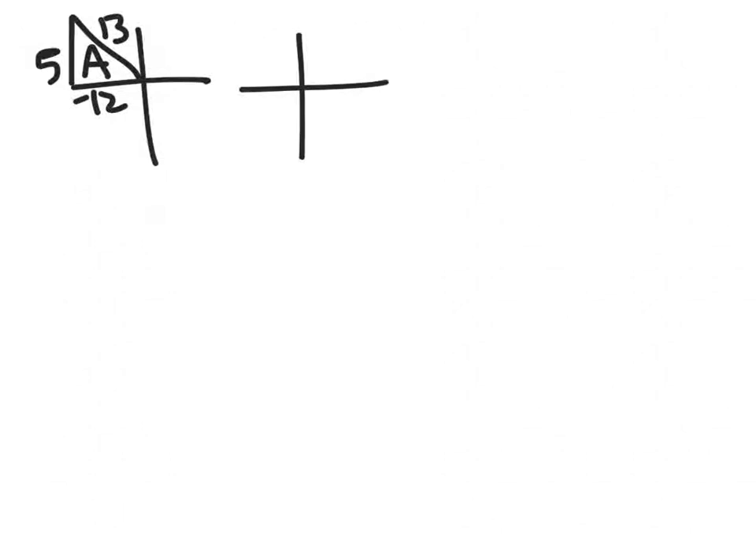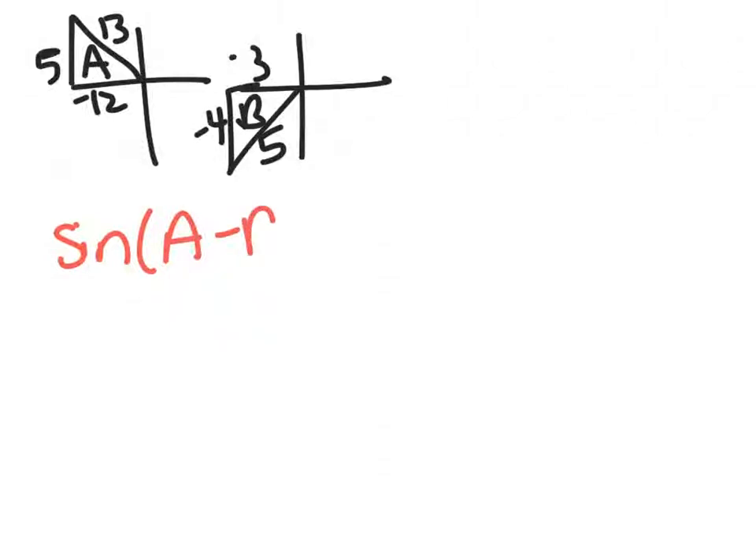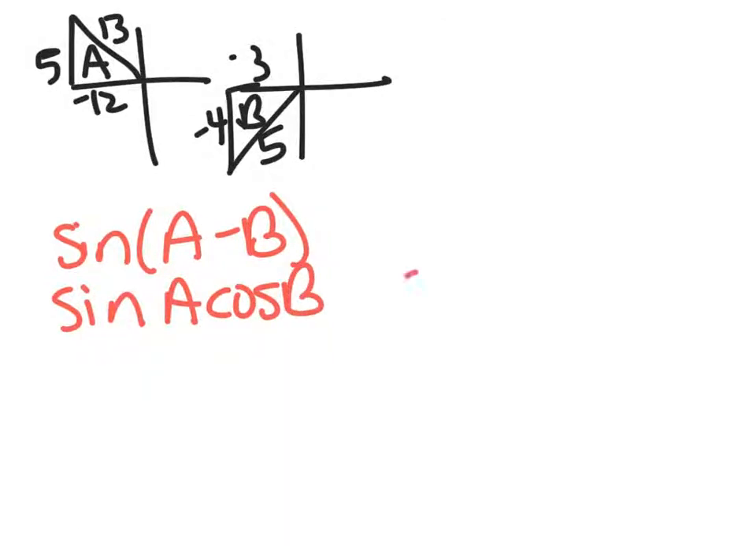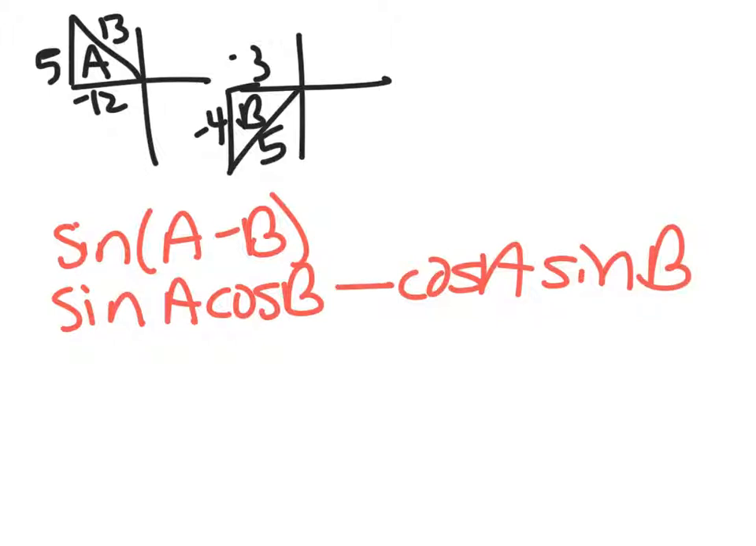Okay, so now I'm just going to redraw real quick my triangles from the previous screen. This is 5, negative 12. This is triangle A. Triangle B, negative 3, negative 4, 5. So I want to find sine of A minus B. So that means I'm doing sine, cosine, cosine, sine, and sine's the same sign.